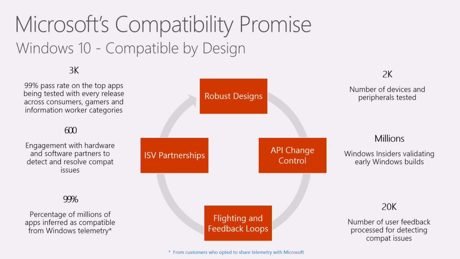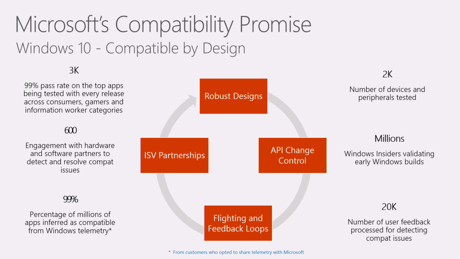So what do we do to make sure that we maintain compatibility? Obviously, moving to Windows as a service, we're putting out more and more releases more frequently. How do we ensure that we maintain the compatibility? I wanted to start off with the feedback loop in the middle. From a Windows development perspective, we ensure that the designs are robust enough that we don't end up making regressions or introducing unhealthy changes or breaking changes that can impact the ecosystem.